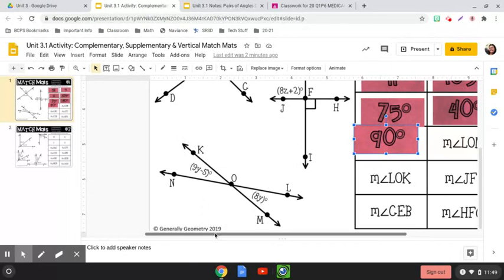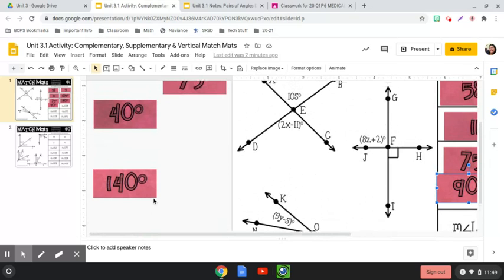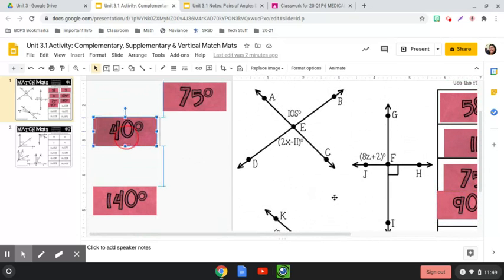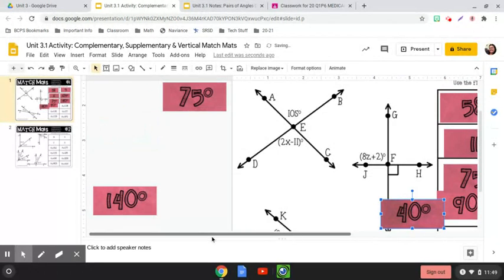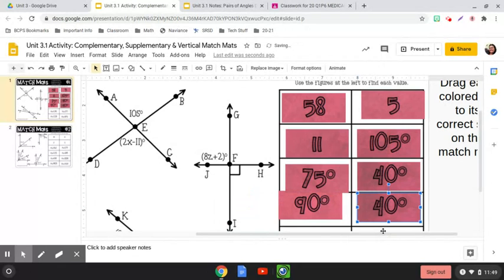So we'll come over here. Do we have a 40? We do have another 40. So we'll bring that over here. LOM is equal to 40, so we'll cover that right on up.